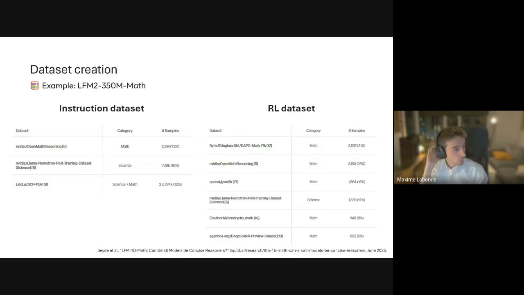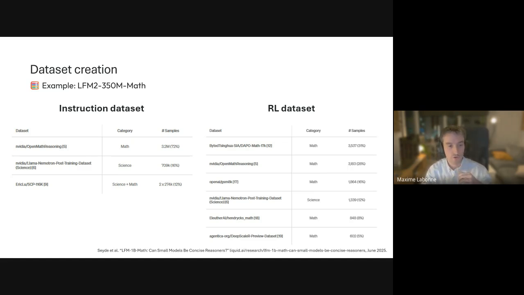To give you an example, here's some work that we've done at Liquid with a really tiny math model. To do math, usually we use really large models. We decided to take the opposite approach for fun to see what it would give in terms of results. So we used a model with only 350 million parameters to do this. And here you see the exact composition of the instruction dataset and the reinforcement learning dataset that we used. The instruction dataset has a lot of samples. It's a really big one. It has more than 4 million samples.